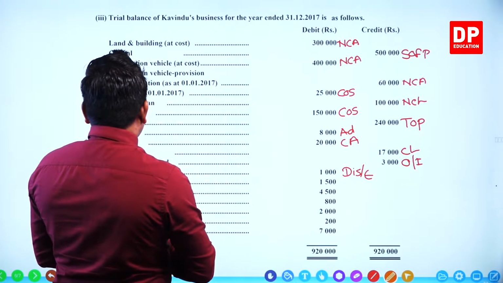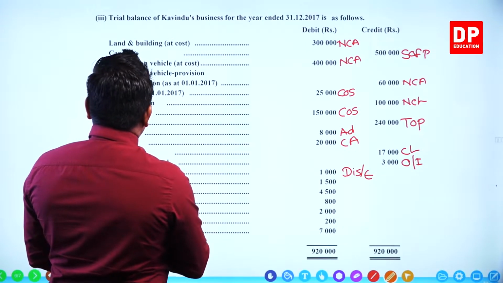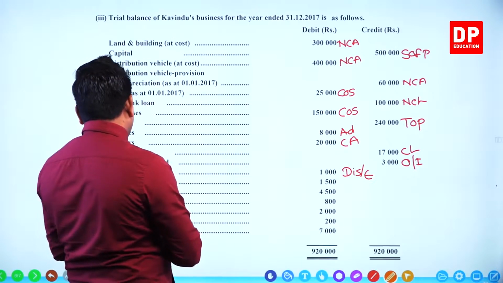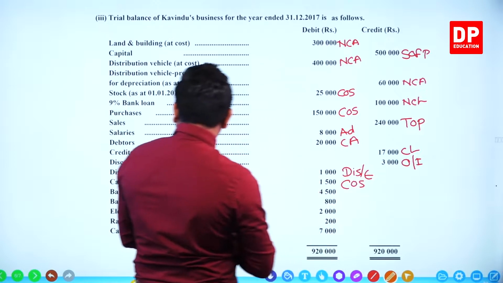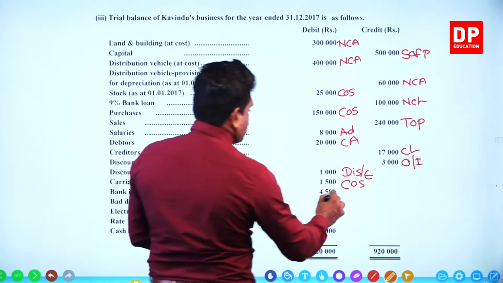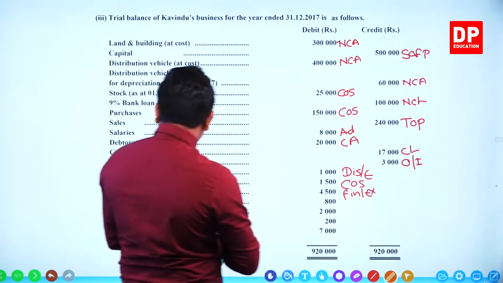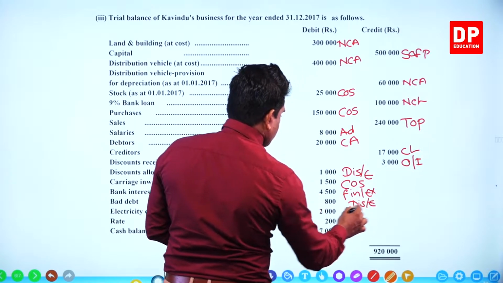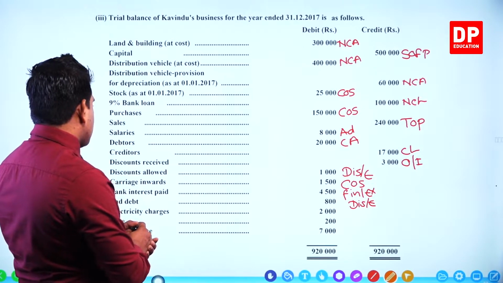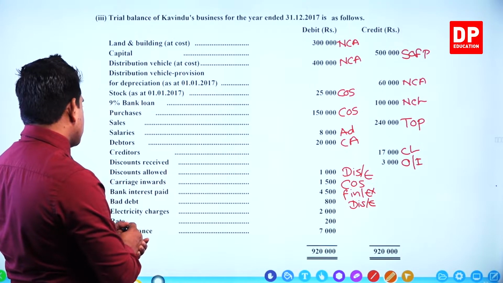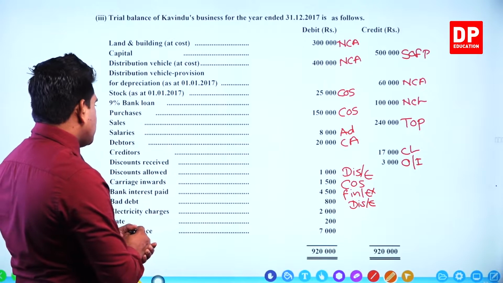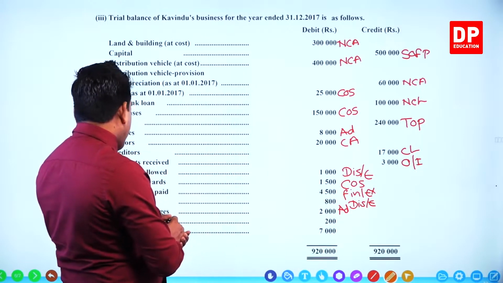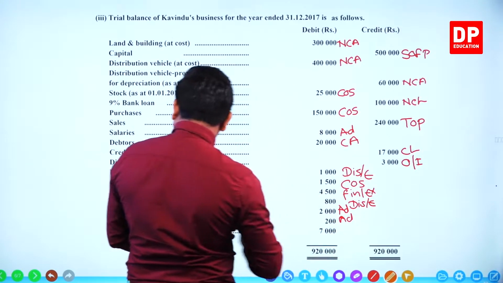Then carriage inwards. Do you remember carriage inwards? It goes to calculate cost of sales, no? It goes to calculate cost of sales. Then bank interest paid, financial expense. Then bad debts, distribution expense. Electricity charges, how much? 2000, administration expense. Rates 200, administration. Cash balance, current assets.